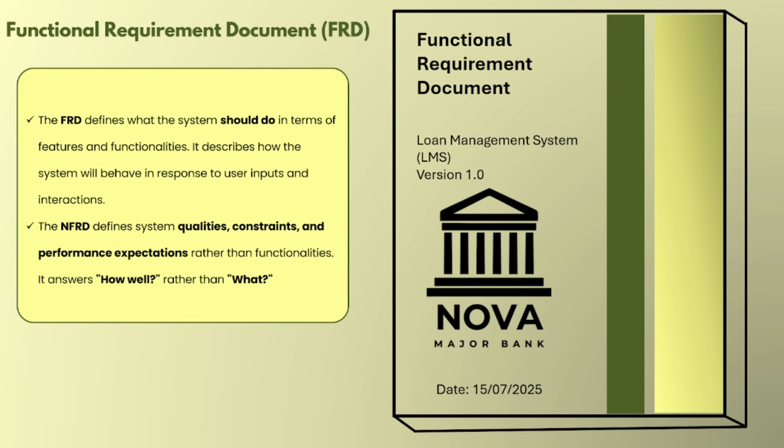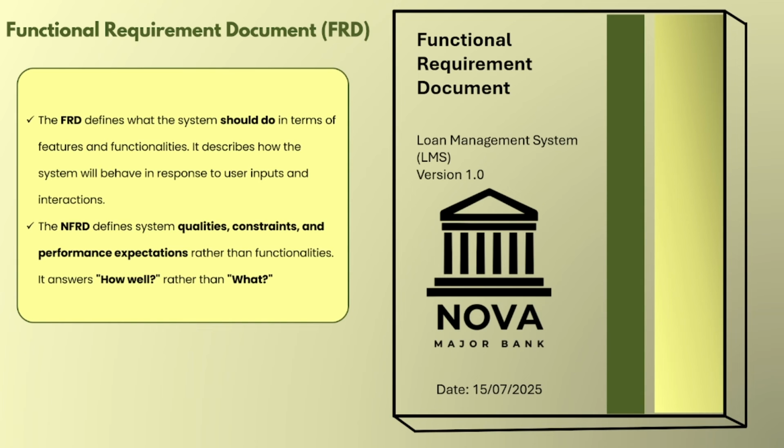Means, if we want to take an example, when the user applies for a loan, the system should validate the form, check eligibility, and save the application. So this is nothing but functionalities, and we need to write it down in the functional requirement document.